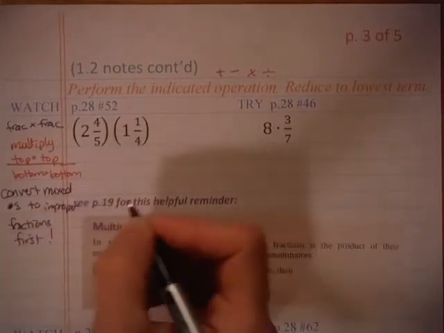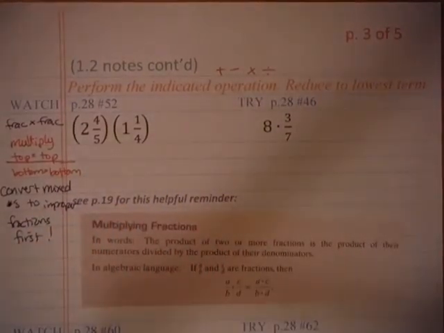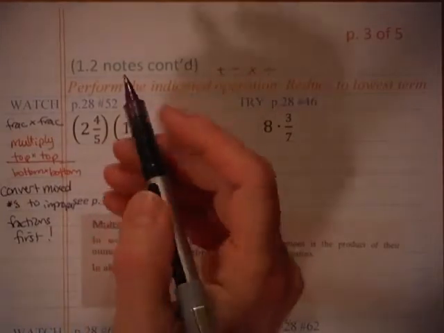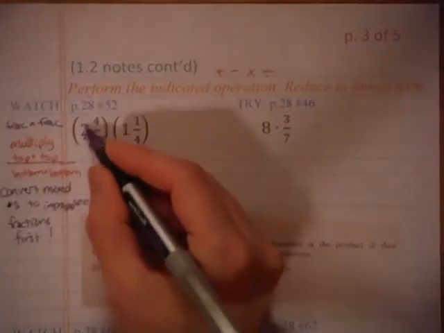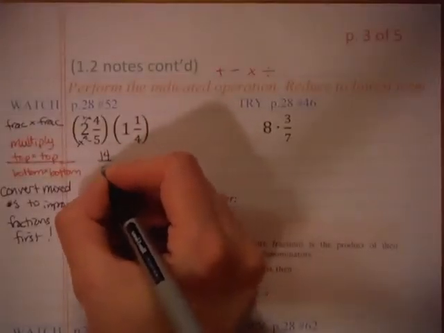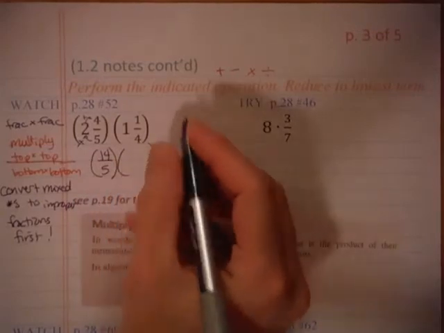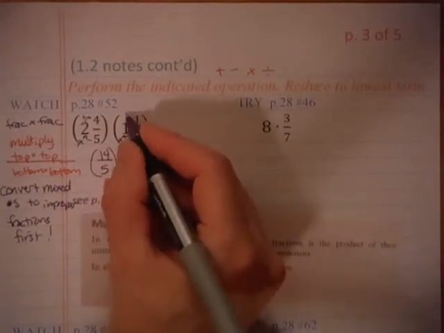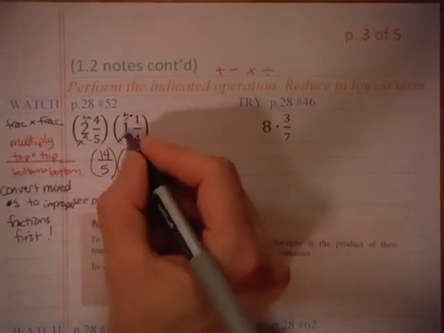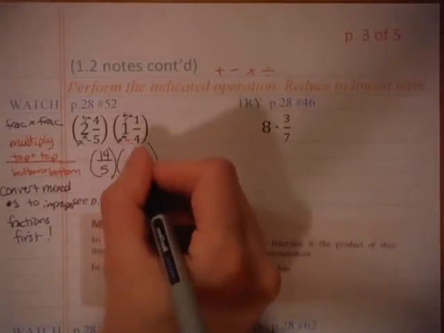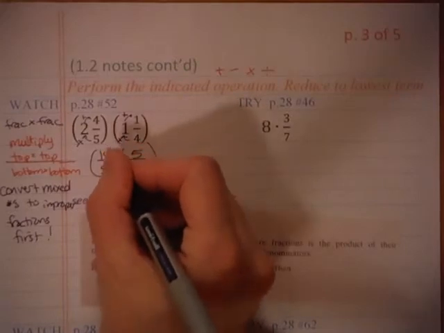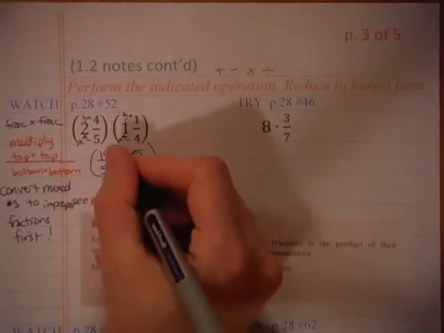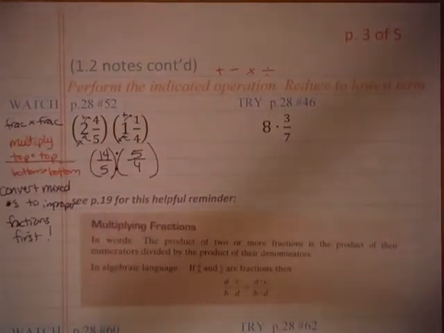Then we can multiply top times top, bottom times bottom. So what that looks like is, as we take 2 4/5 and go around here, 5 times 2 and then add the 4, you get 10 plus 4, or 14/5. And then in the next one, 1 1/4, go around 4 times 1 plus the 1, you get 4 plus 1, that's 5/4.